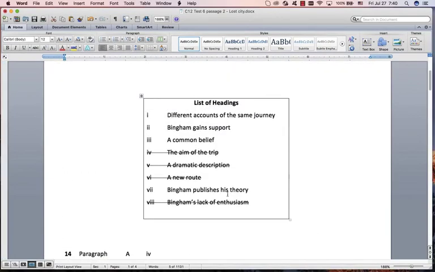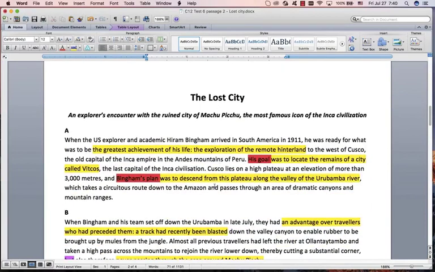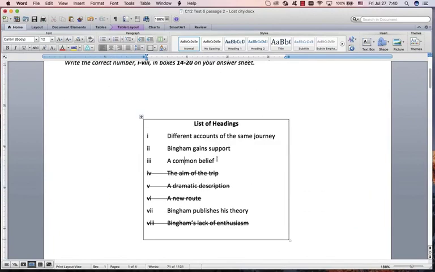But there is no heading like that, and that's the problem. So we need to find something. Is it an account? Possibly. Something about support? No. Common belief? No. And publishing his theory? No. So when you get to the more difficult matching headings, you don't look at the paragraph and try and find the heading. You look at the headings and try and see what is the closest. You delete the ones that are definitely not that paragraph. And then that just leaves us with this number 1.